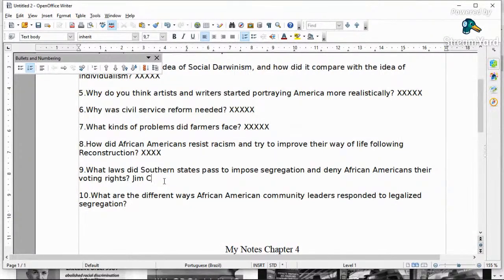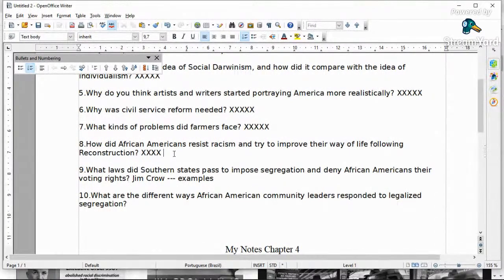I'm going to help you a little bit with that one. Jim Crow, but give examples. Give examples of what Jim Crow laws were. And what are the different ways African American community leaders responded to legalized segregation? So in fact, these two questions are a little confusing.